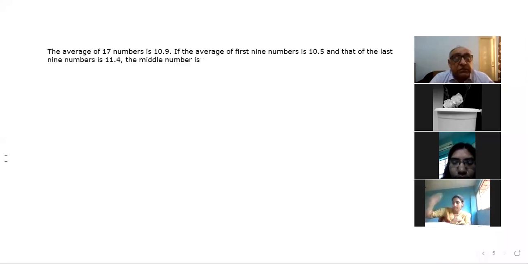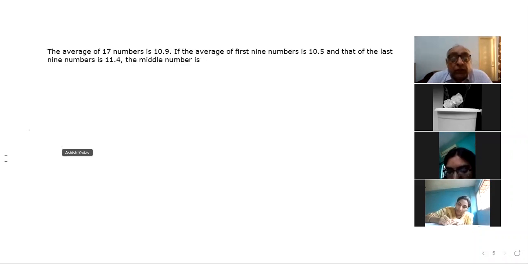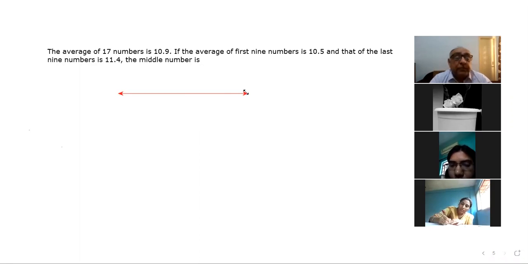Average of 17 numbers is 10.9. If the average of first 9 numbers is 10.5 and that of the last 9 numbers is 11.4, the middle number is? Right? So now let me take it like this. First of all, let us understand the whole question. As far as the whole question is concerned, the total numbers are 17.